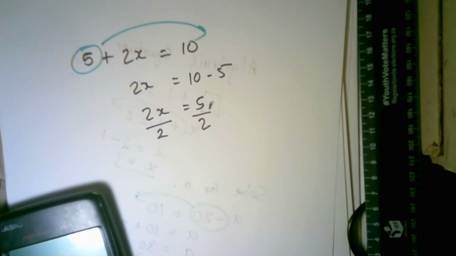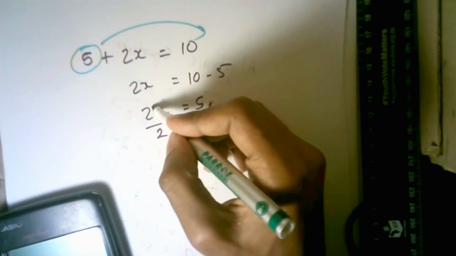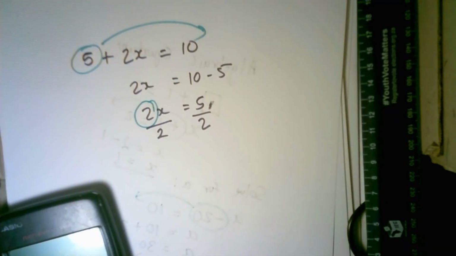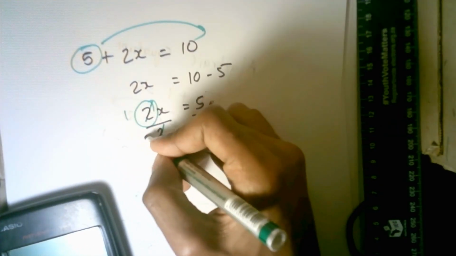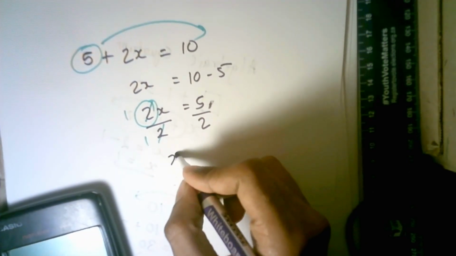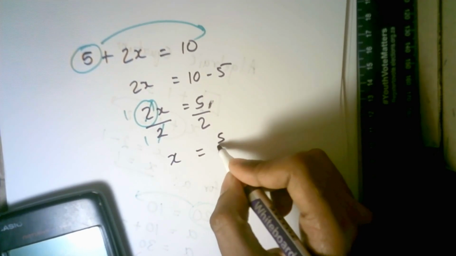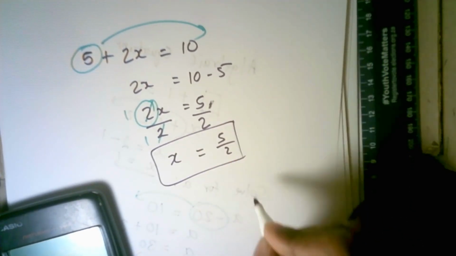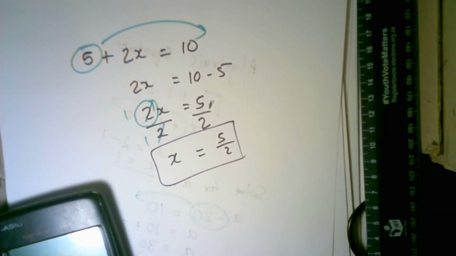And the reason why we divide by 2 is because the coefficient is 2. And 2 divided by 2, any number except for 0, because 0 divided by 0 is undefined, but any other number divided by itself is equal to 1. 2 divided by 2, 2 goes into 2 one time. So I'm left with 1x, or just simply x, is equal to 5 over 2.